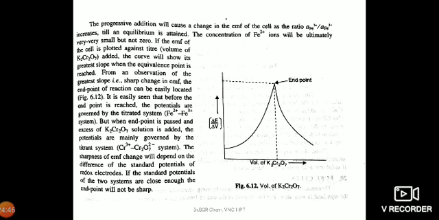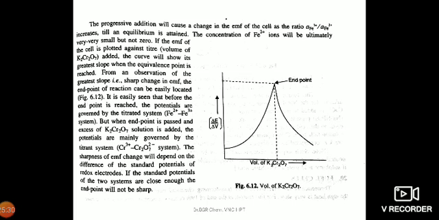If the EMF of the cell is plotted against titre values, that is volume of potassium dichromate added, the curve will show its greatest slope when the equivalence point is reached. From an observation of the greatest slope, that is the sharp change in EMF, the end point of the reaction can be easily located. You can refer to the diagram there. Before the end point is reached, the potentials are governed by the titrated system, that is the Fe2+ and Fe3+ systems in the beaker. But when the end point is passed and excess of potassium dichromate solution is added, the potentials are mainly governed by the titrant system, that is the Cr3+, Cr2O7 2- system.